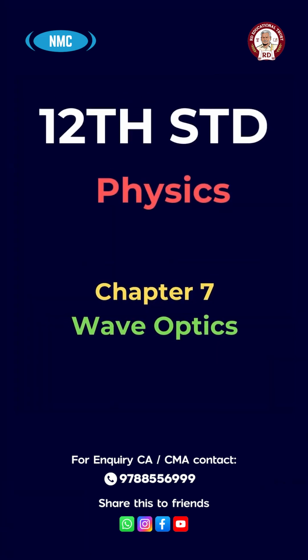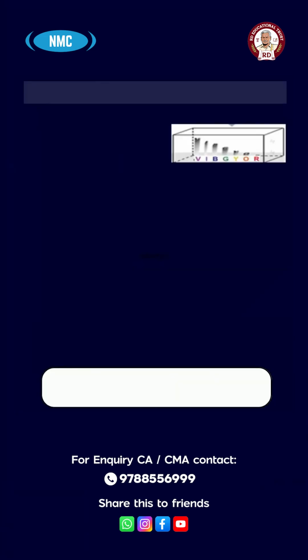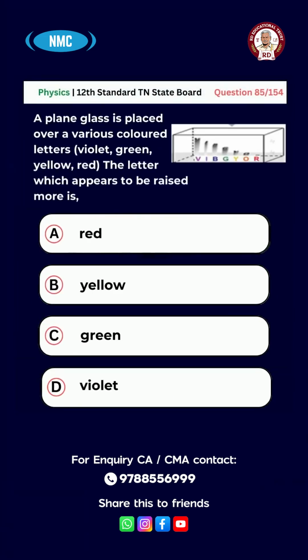Chapter 7, Wave Optics. Question number 85. A plain glass is placed over various colored letters: violet, green, yellow, red. The letter which appears to be raised more is option A, red, B, yellow, C, green, D, violet. And the right answer for this question is option D, violet.